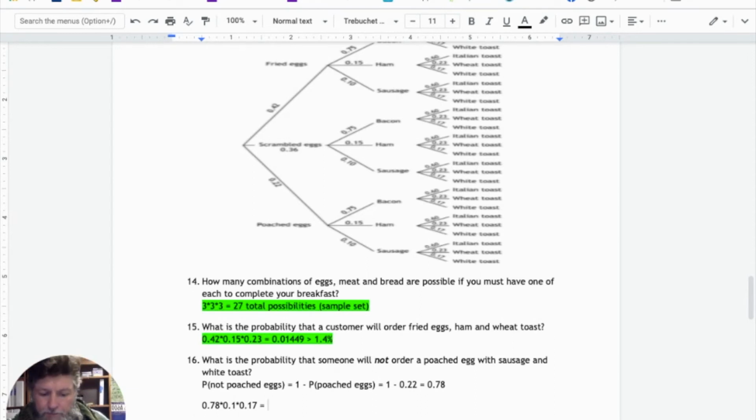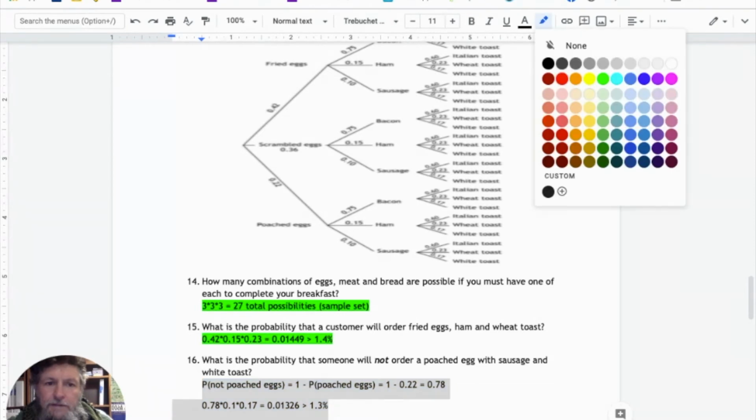Let's see what we get. 0.78 times 0.1 times 0.17 is 0.01326, which is 1.3%. Okay? Highlight that so you can see it well.